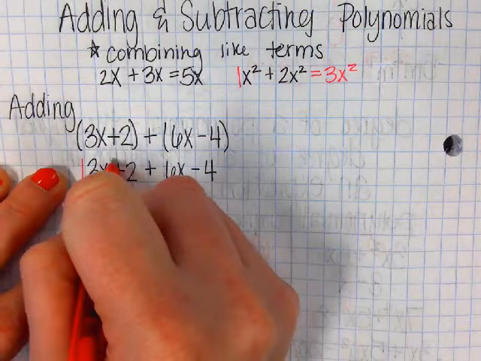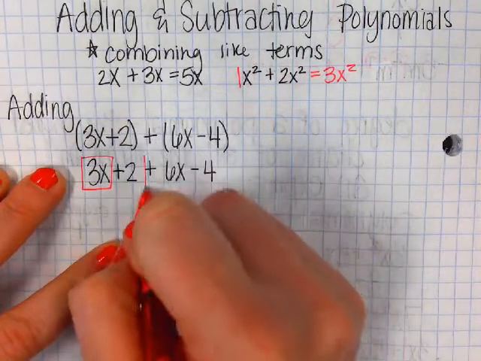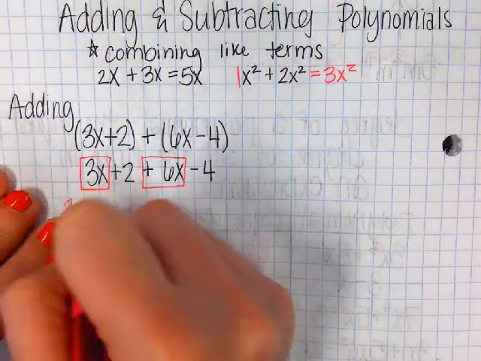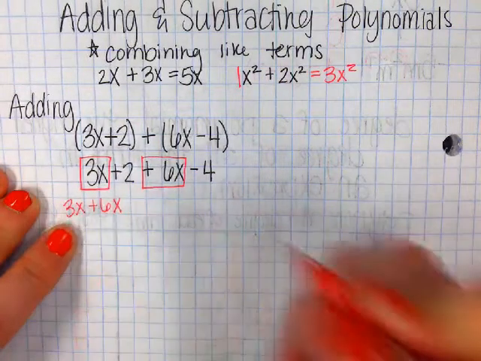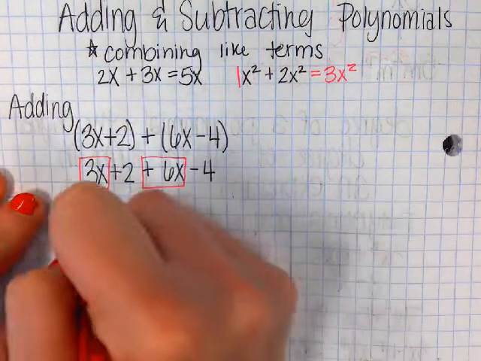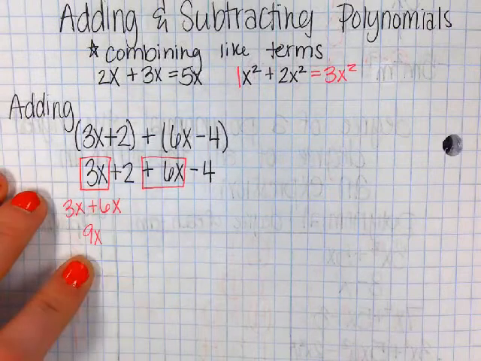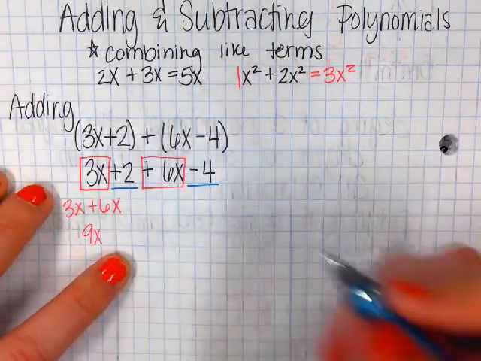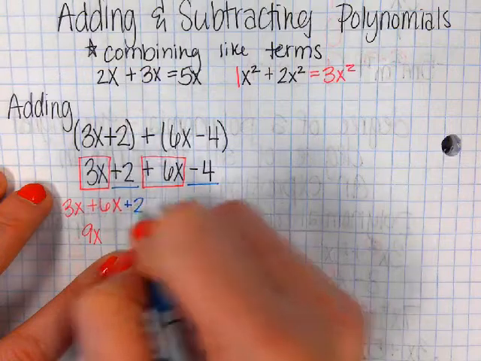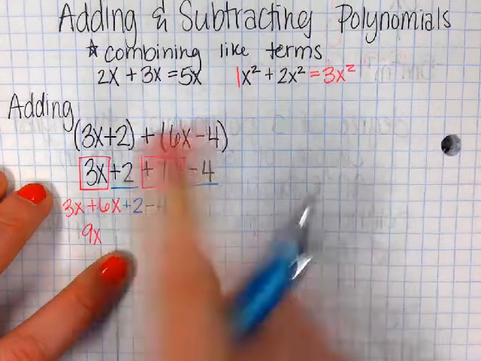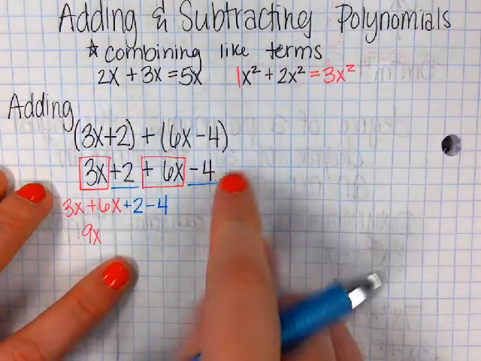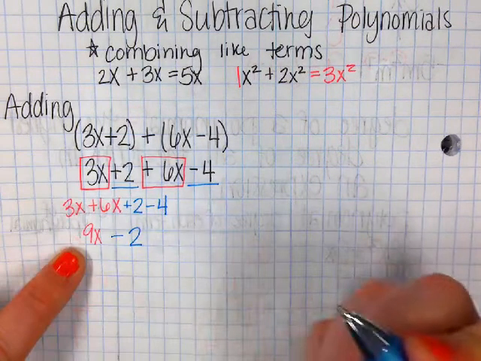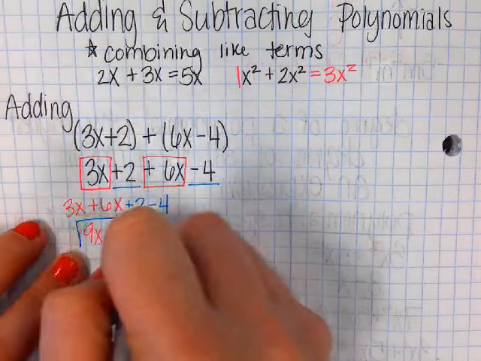Now, I always like to put boxes. So what is 3x plus 6x? It would be 9x. And then let's just underline. So then I'm going to underline 2 minus 4. What is 2 minus 4? Negative 2. So it'd be 9x minus 2. That is my final answer.